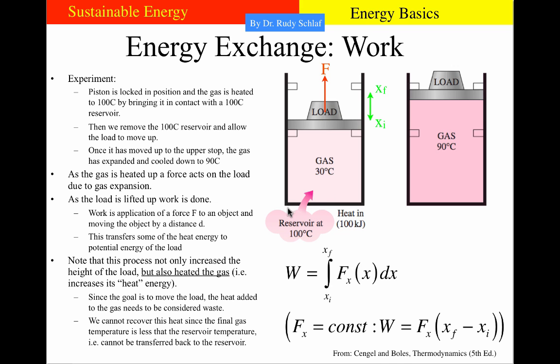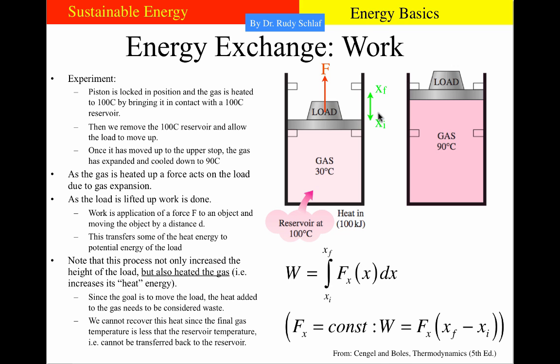Now we bring the cylinder in contact with a reservoir. That could be a boiling pot of water at 100 centigrade. We let the gas equilibrate with this reservoir, so we have 100 centigrade in here, and let's say we put in 100 kilojoules that way. So the gas increases its energy; it is now at 100 centigrade. And if you remember the gas equation, because the temperature is higher, we have a higher pressure. Now we remove the reservoir, so no more energy is being put into the gas.